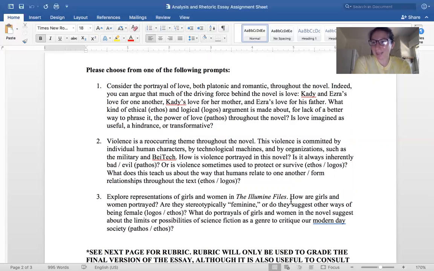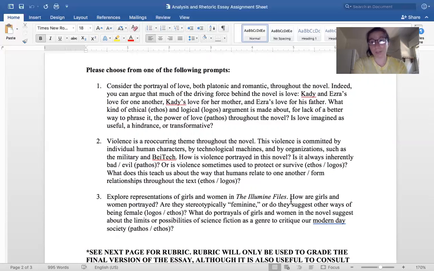It's kind of cheesy, but like it's in the novel, right? Is love imagined as useful, a hindrance, or transformative? Might also be useful to kind of think about it in relation to Phobos. Just a suggestion, although you don't have to do that. Number 2, violence is a reoccurring theme throughout the novel. I feel like that's an understatement, right?